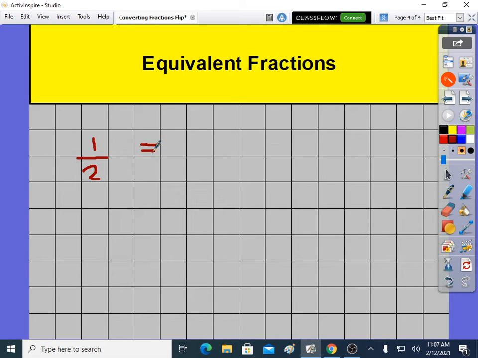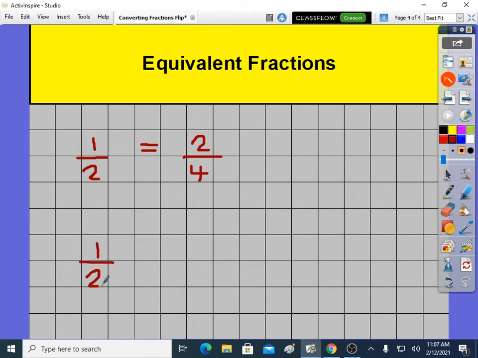And how do you find them? By doing the same to the top as you do to the bottom. So for example, if you times the top by 2 and you times the bottom by 2, you'll get an equivalent fraction. 1 times 2 is 2, 2 times 2 is 4. So 2/4 is the same size as 1/2.